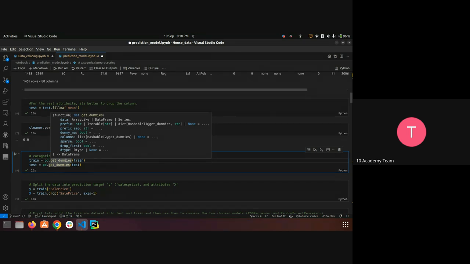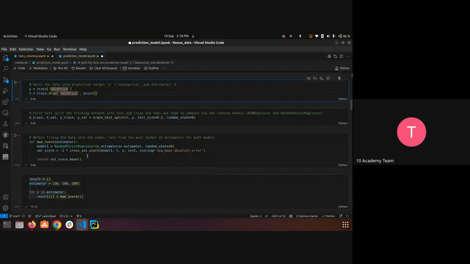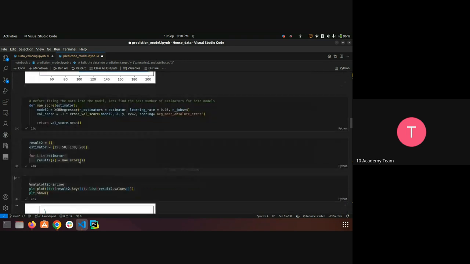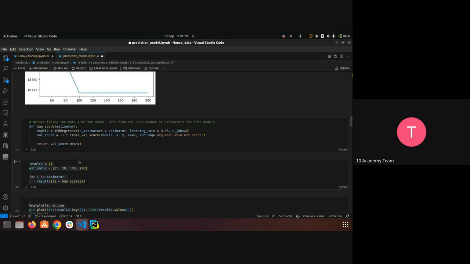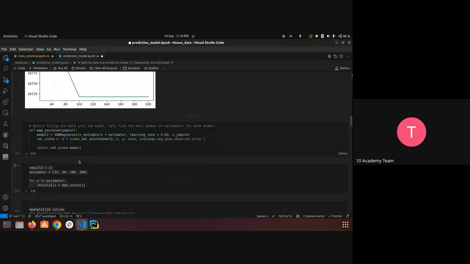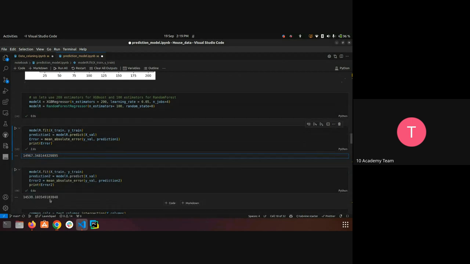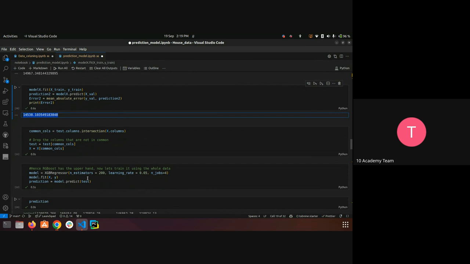Then I separated what I want to predict from the rest of the features and split the data. I wanted to see the number of estimators, so I plotted it here and found the optimal number of estimators for both the XGB regressor and the random forest regressor. I just wanted to experiment, so XGB isn't the best here, random forest regressor is good. Then I found the mean absolute error for both models, used the better model, and made predictions.